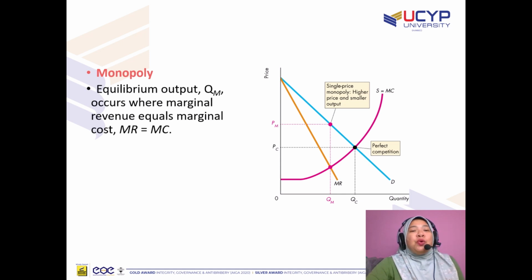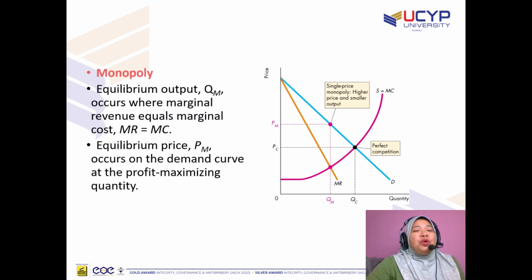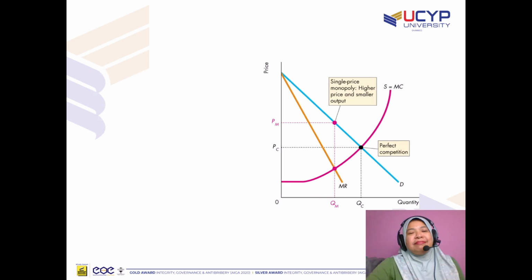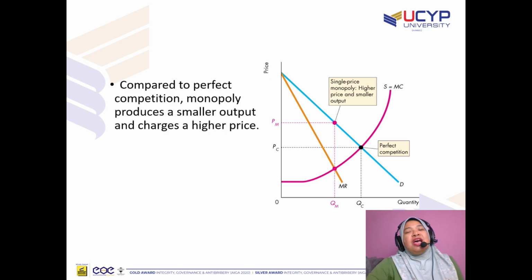Monopoly. Equilibrium output QM occurs when marginal revenue equals marginal cost, MR equals MC. Equilibrium price PM occurs on the demand curve at the profit maximizing quantity. Compared to perfect competition, monopoly produces a smaller output and charges a higher price.